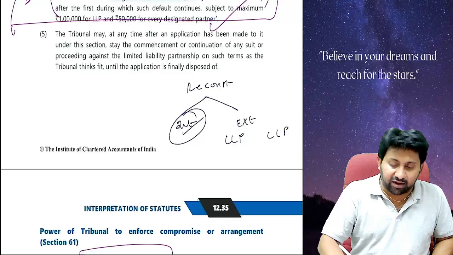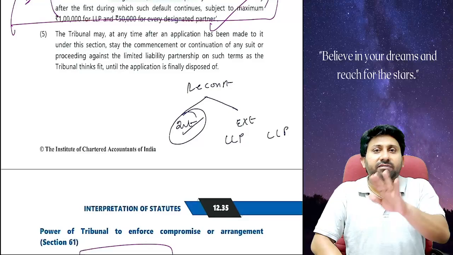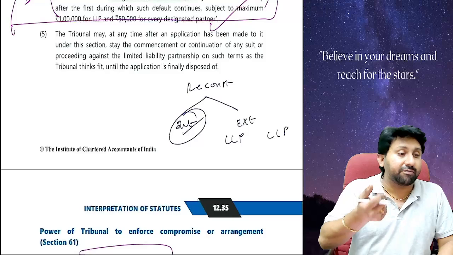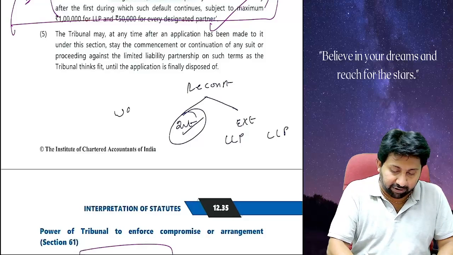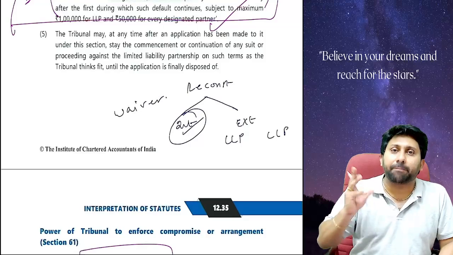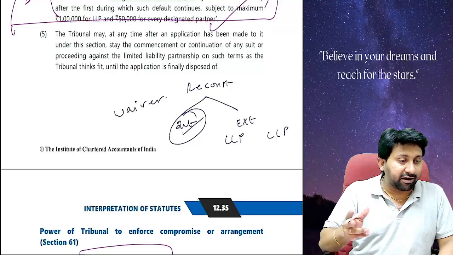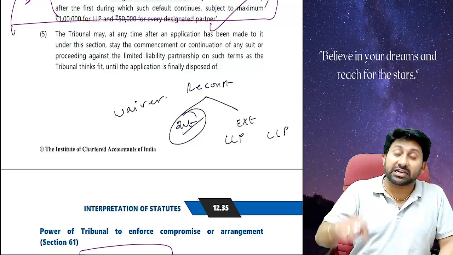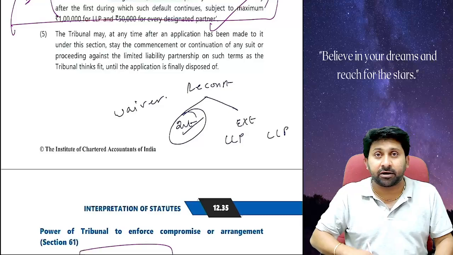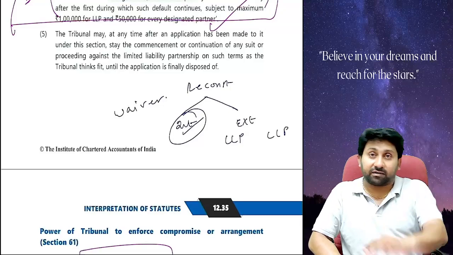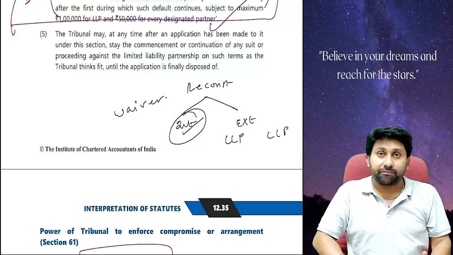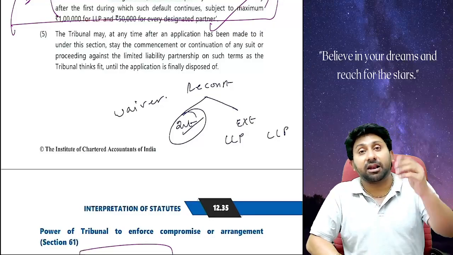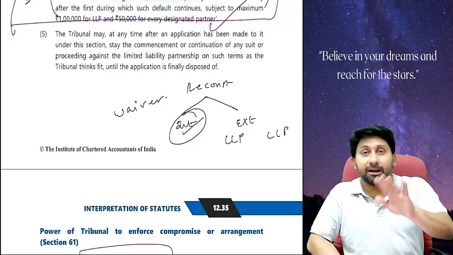In the internal reconstruction, transfer of assets, transfer of liabilities, etc. will not be there. Compromises will be there. Waivers will be there. Waiver means out of 100 I will pay 80%, 20% waiver. Waivers will be there in case of compromise. But in case of external reconstruction, there will be transfer of assets and transfer of liabilities from one LLP to another LLP. One is a transferor LLP, another one is a transferee LLP.